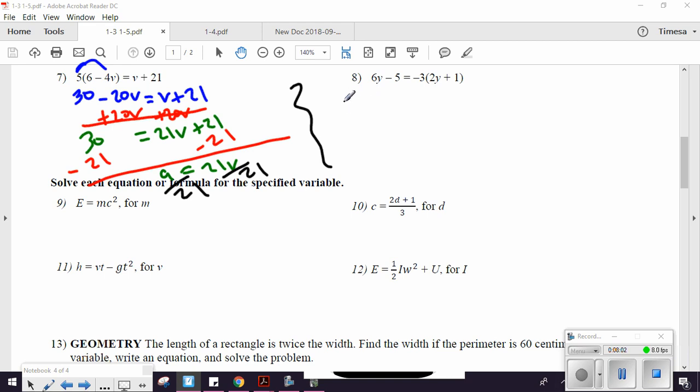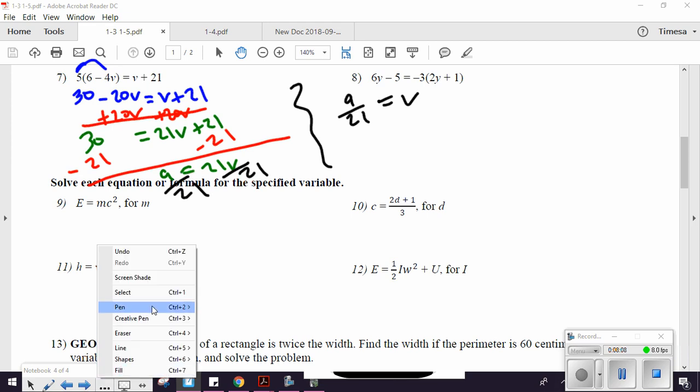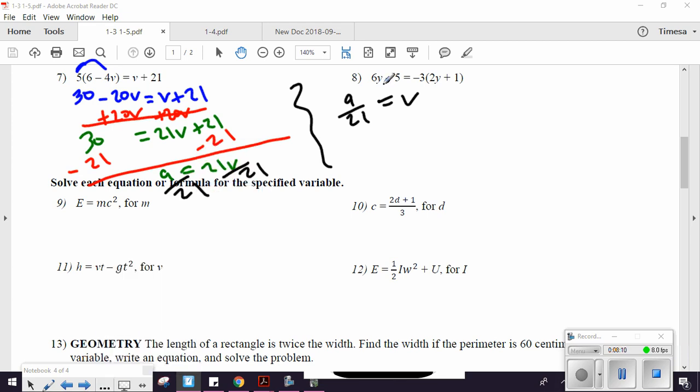And you would get 9 over 21 is equal to V, but in lowest terms, 3 goes into both. So when I divide this by 3, I would get 3. When I divide this by 3, I would get 7. So 3 over 7 is equal to V.